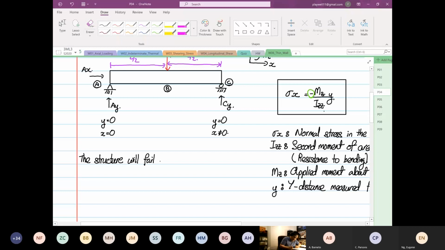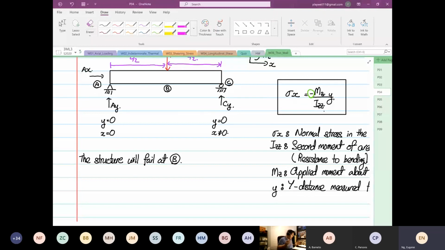So in any structure analysis, where do we calculate? We calculate at the location where it will fail. No point calculating some Mickey Mouse location that the structure won't fail. You're wasting your time. You're going to calculate where the structure will fail. And unfortunately, sometimes this is based on experience. Unfortunately.